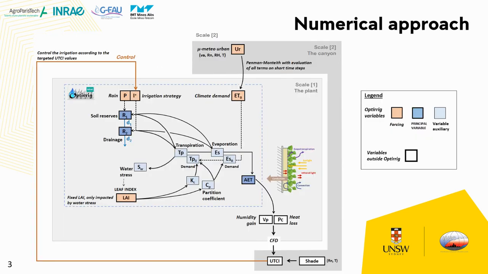So concerning the numerical approach, here we have a scheme of how it works. To simplify the explanation, the connection between the scale 1, the plant, and the scale 2, the canyon, is the impact of the plant on its surroundings. And here, this impact is felt by humidity gain and heat loss in the area. So our objective with the modeling of the whole system is to identify how the control of the irrigation, in contact with the other elements of the study area, can influence the variation in the thermal comfort index UTCI, and also what are our other controls in this context.